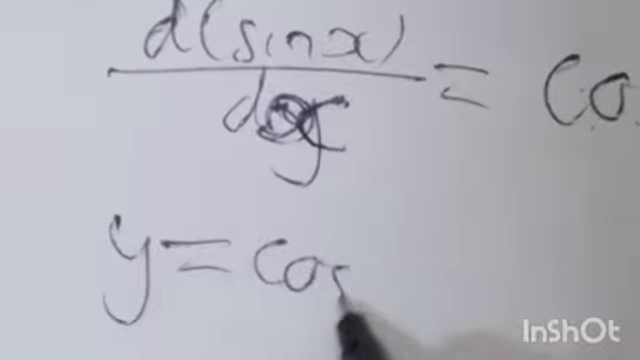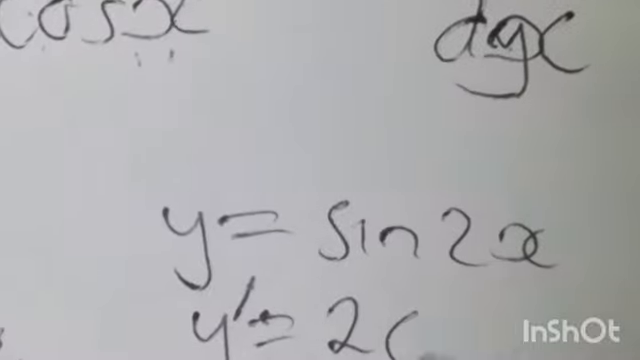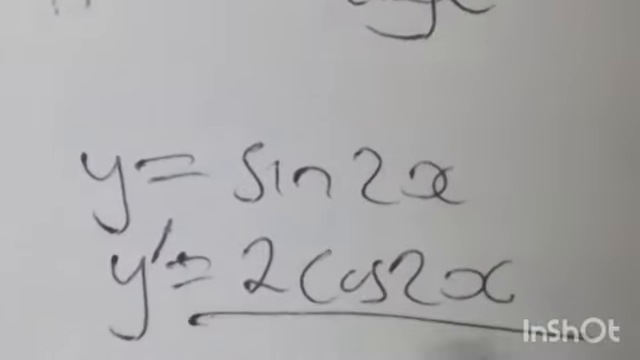Now, suppose you are given y is equal to cos, let's say 5x. Differentiating this one, you just get y prime is equal to cos. What's the derivative of cos? The derivative of cos is negative sin 5x. Now this 5 will come here. That's how you differentiate this. Then for y is equal to sin, let's say 2x, the answer will just be y prime is 2 cos 2x. That's how you answer these questions.